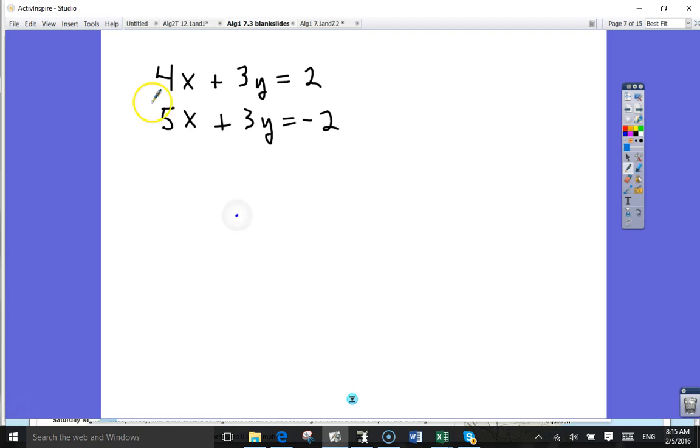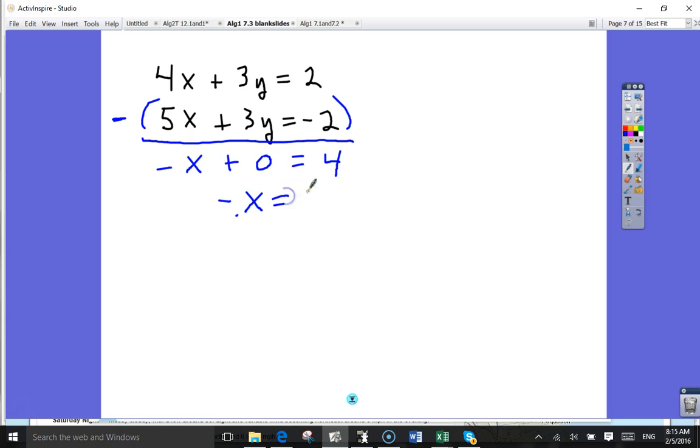I'm going to go like this. I'm going to go minus and subtract. 4x minus 5x is negative x. Plus 3y, or 3y minus 3y makes 0. 2 minus negative 2, 4. Right, so negative x equals 4, x equals negative 4.